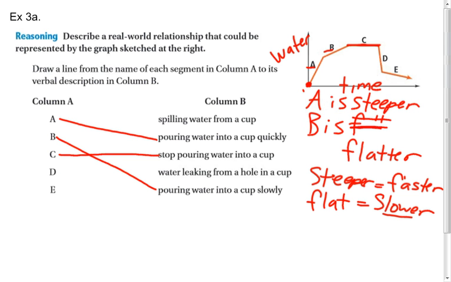Well, look at the two choices I have left. Spilling water from a cup and water leaking from a hole. Which one of those do you think happens faster? Probably spilling it out. Okay? For part E, the water in my cup is still coming out, but it's flat, which means it's happening slower. Water would leak from a hole slowly. Okay.